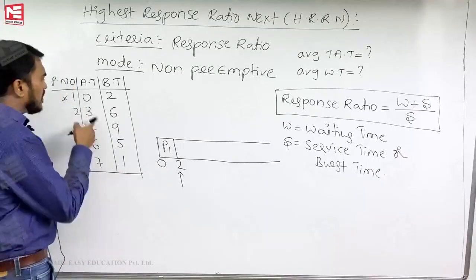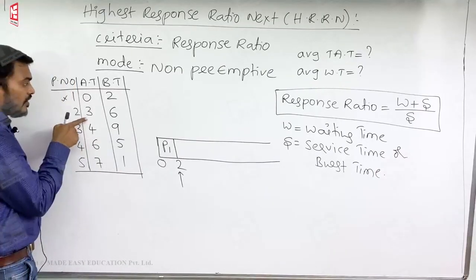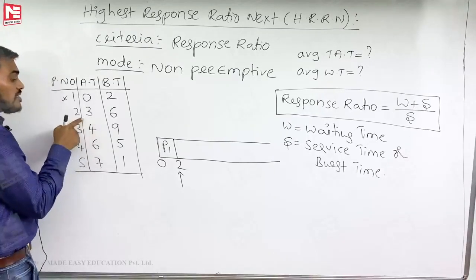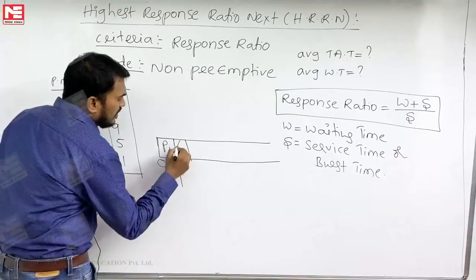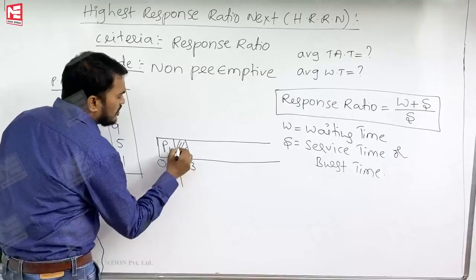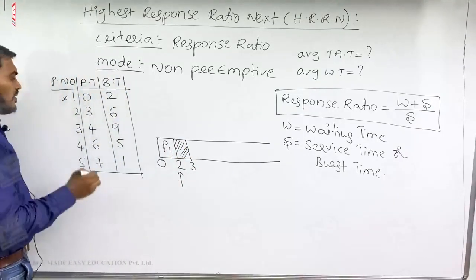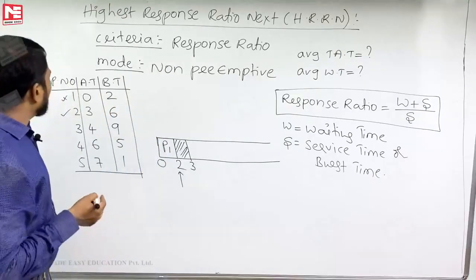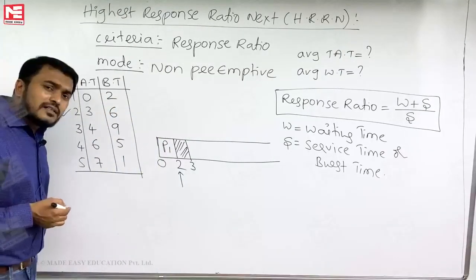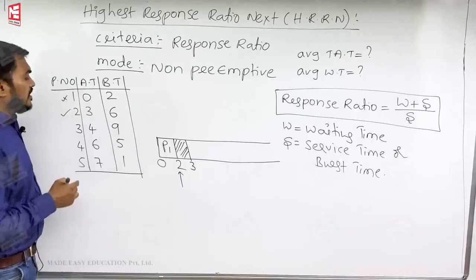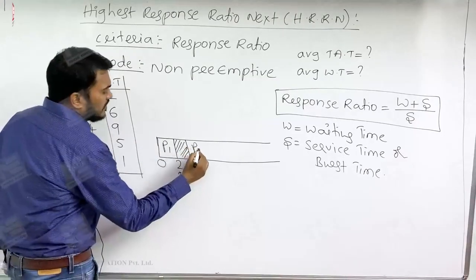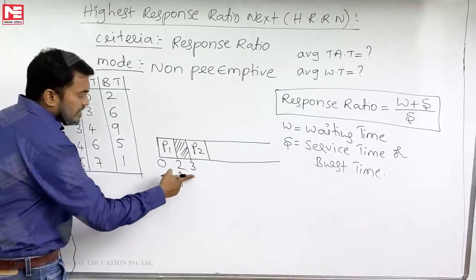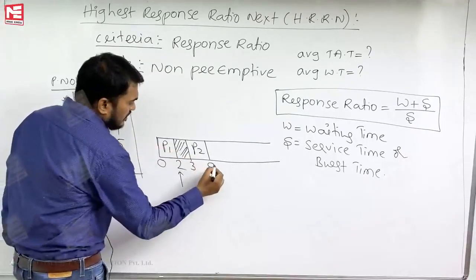So at the time 2, there is no other process available. Look at the arrival time here. The next process comes at the time 3. So from 2 to 3, there is no process available, so the CPU will be idle. Now at the time 3 again, only one process is there. Do we need to calculate any response ratio? No, no need. So directly take the process P2. P2 requires 6 units of time, so 3 plus 6 is 9.